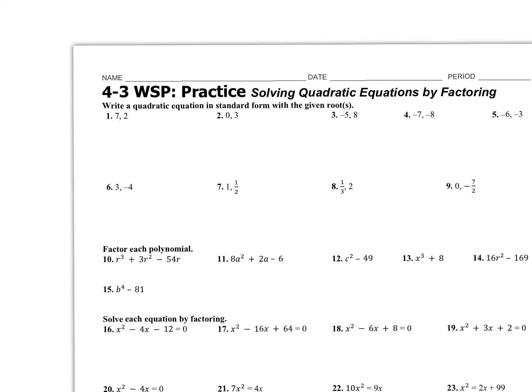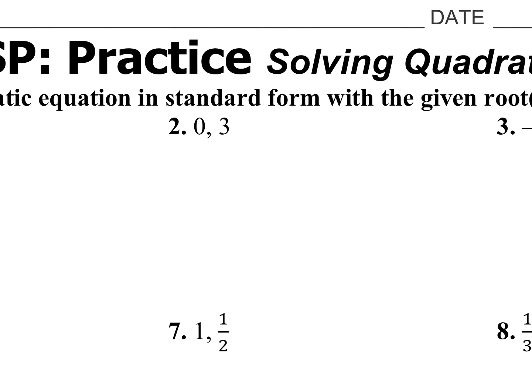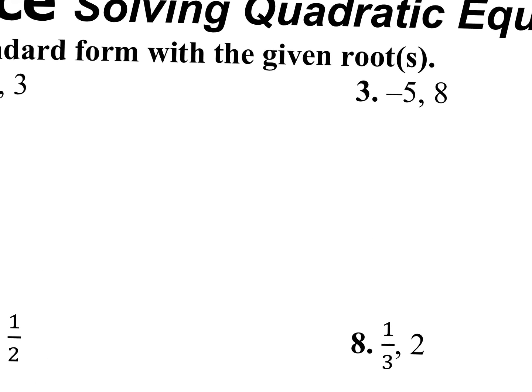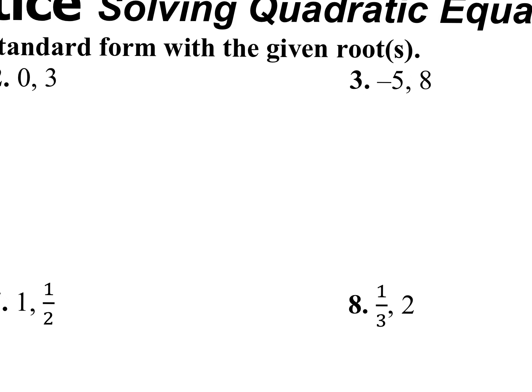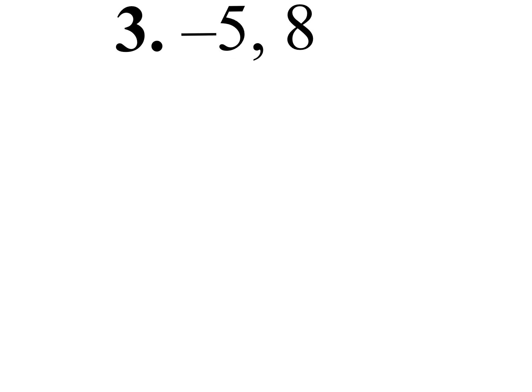But this first part of the worksheet says write an equation, and they also say in standard form, with the given roots, with the given solutions, with the given answers, because we need to remember that roots, answers, solutions, x-intercepts all mean the same thing. So they give you on number 3 these answers, -5 and +8. So I would work this backwards, right?